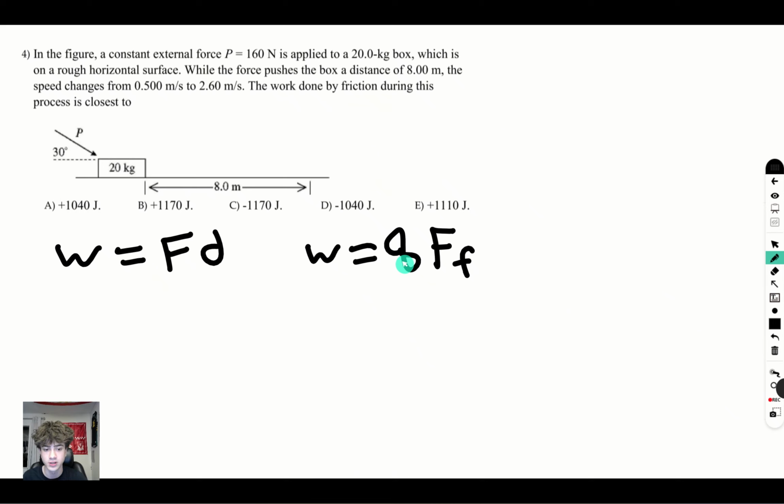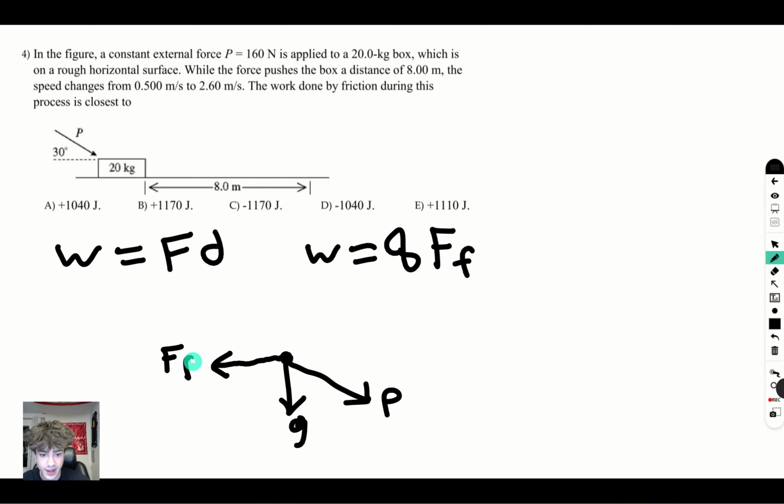And the first thing we're going to want to do is to draw a free body diagram. So we know that we have our gravity acting down on the block. We have the force P acting on the block. Sorry, let me redraw that in a better way. We have our force P acting on the block this way. We have friction. It's going to be going this way since the block's going to be sliding this way. And finally, we have our normal force, which is going to be going upwards.